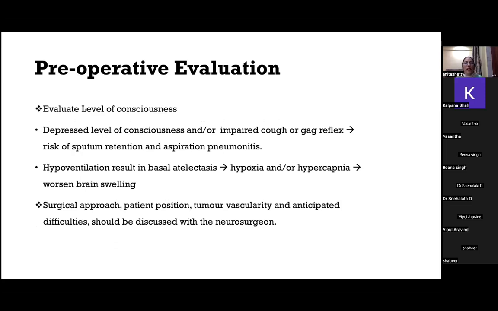It's important to evaluate the level of consciousness. If their level of consciousness is depressed or they have impaired cough or gag reflex, there is chance of sputum retention and aspiration pneumonitis. Again, because of decreased level of consciousness, hyperventilation can result in basal atelectasis, which can lead to hypoxia, hypercapnia, and worsen the brain swelling. The surgical approach, patient position, tumor vascularity, and anticipated difficulties should be discussed with the neurosurgeon.